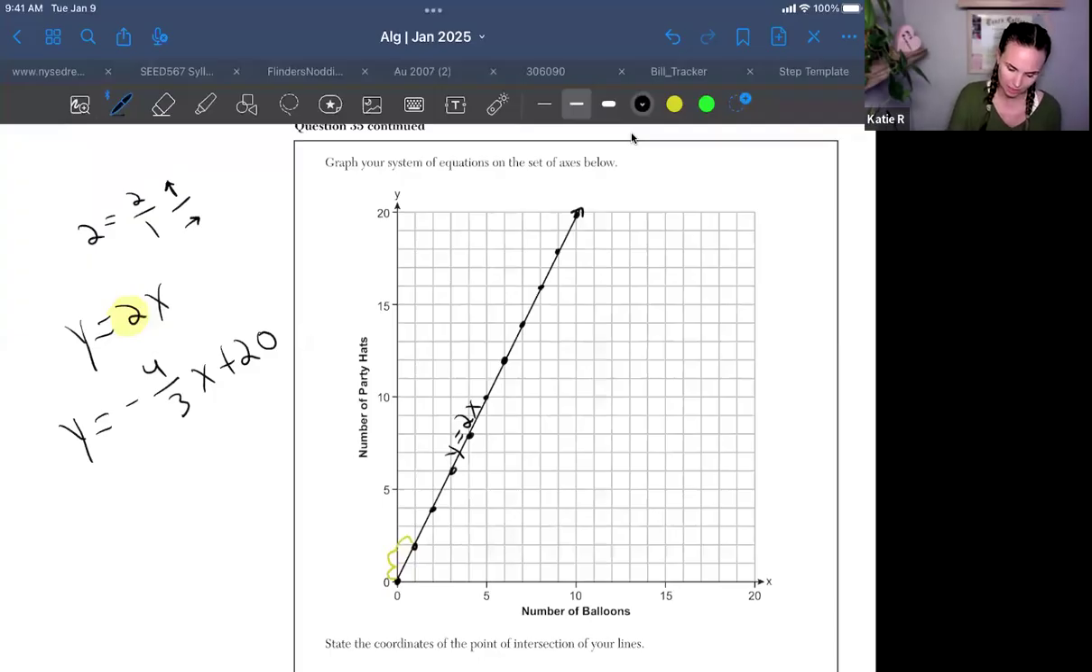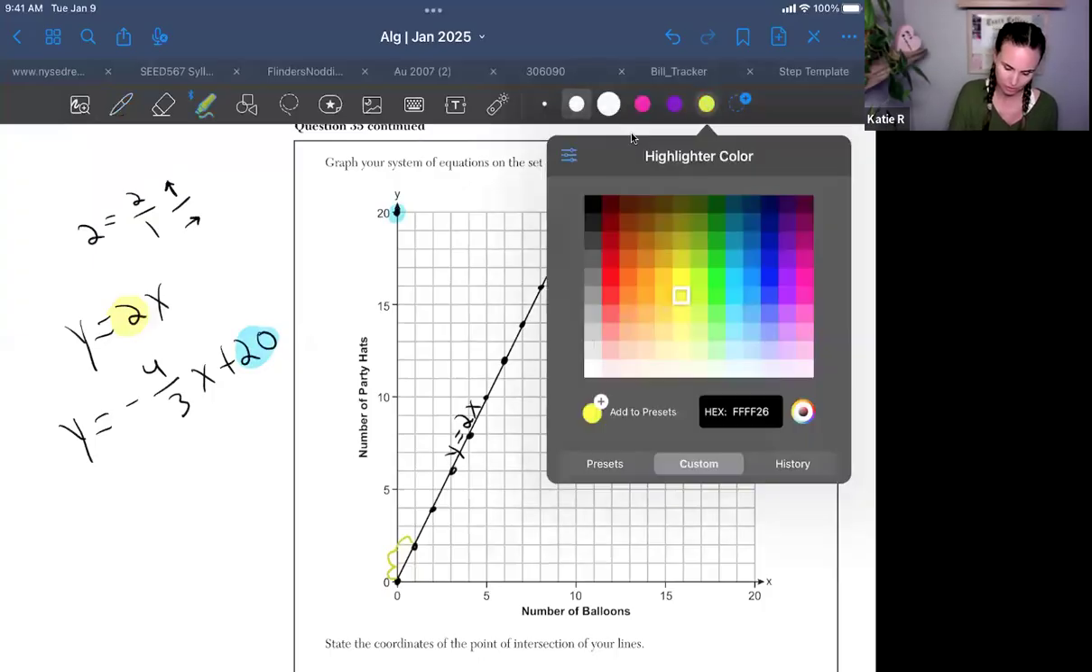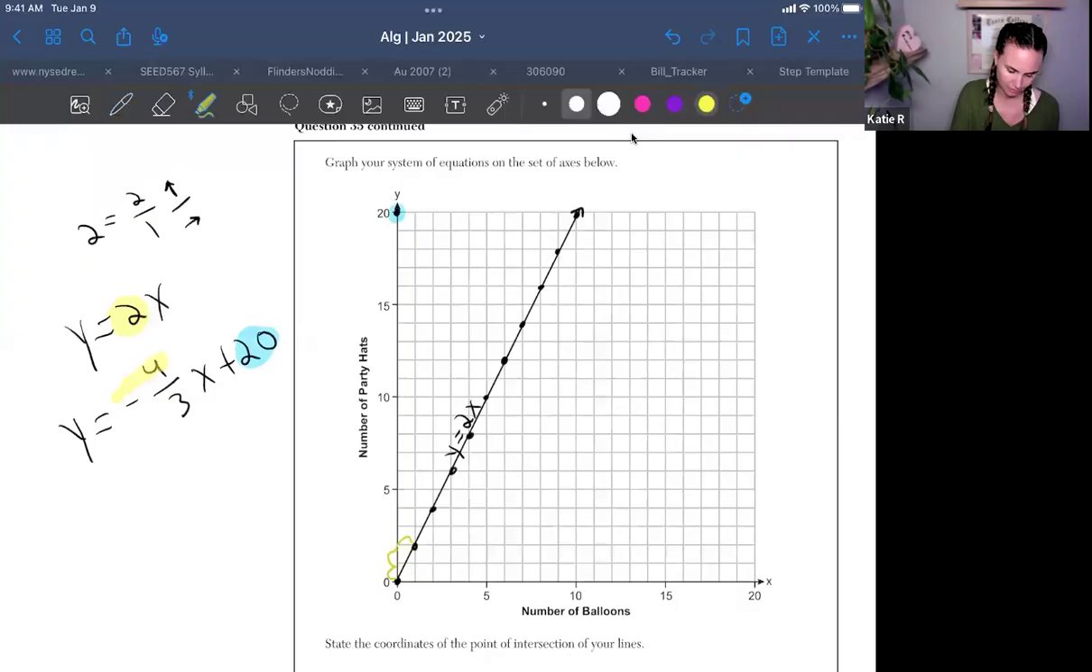My next line, the y-intercept is 20, so it crosses the y-axis at 20. And my slope is -4/3. That means that I'm going down 4, 1, 2, 3, 4, over 3, 1, 2, 3. Down 4, 1, 2, 3, 4, over 3. This is where they cross. That's going to be my solution.